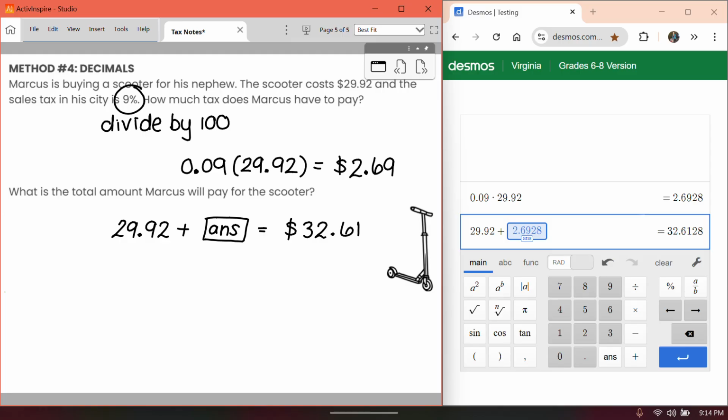I'll tell you right now, one of the most confusing things that they will do, and they is anybody who makes a test question, right? Your teacher, the SOL, a benchmark, a textbook, whoever. One of the trickiest things that they can do is try to confuse you about which answer you need. So if the question says, how much tax does Marcus pay? That's $2.69. But if the question says, what's the total amount Marcus will pay? That's $32.61. So you have to be really careful about that.